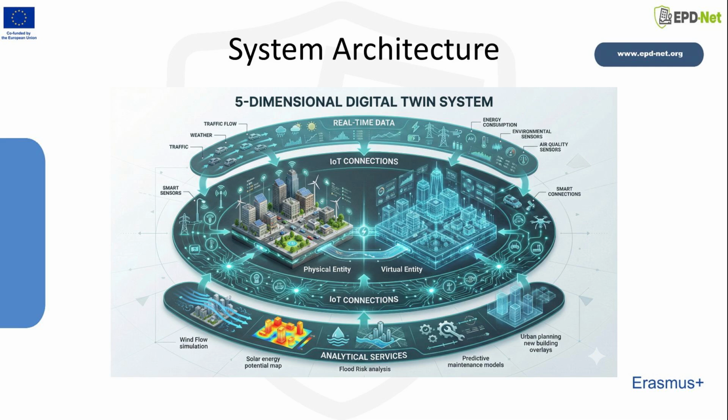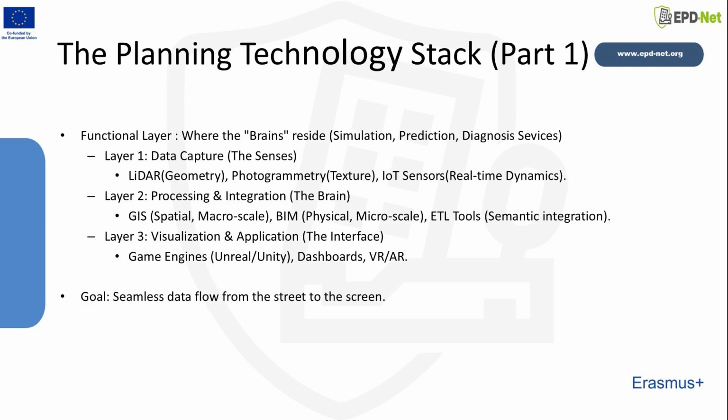The connections are the IoT sensors and networks that flow data in real time. The services are the simulations we run. The key insight here is simple: if you disconnect the data flow or remove the services, the system dies. It stops being a digital twin and reverts to being just a static digital model. Now, let's look at the tools themselves.